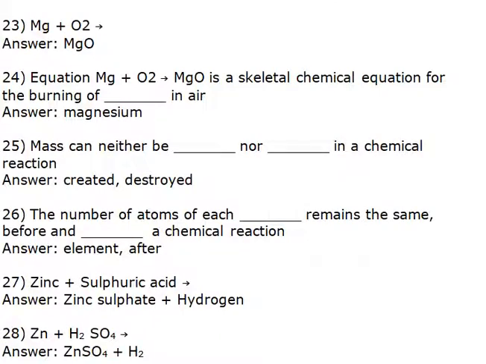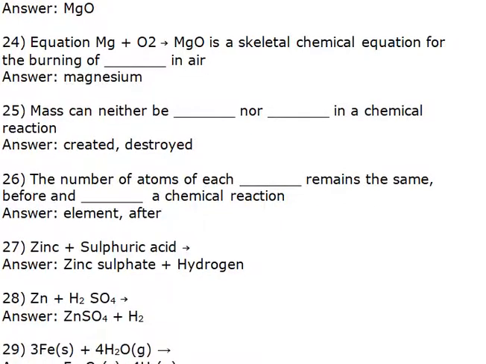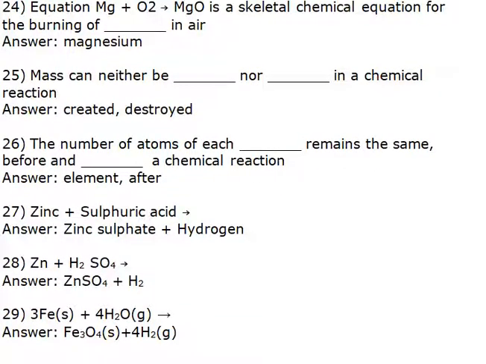Question number 25. Mass can neither be dash nor dash in a chemical reaction. Answer. Created, destroyed. So the complete sentence will be mass can neither be created nor destroyed in a chemical reaction. Question number 26. The number of atoms of each dash remains the same before and dash a chemical reaction. The number of atoms of each element remains the same before and after a chemical reaction.